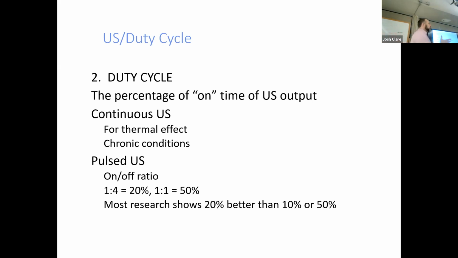The on and off ratio on some machines you can change. The most common is 20% on cycle, so it's only on for 1/5 of the time. Some machines you can adjust that up to 50%. Most research shows that 20% is the most effective, better than 10%. So that's what is used. I don't think I've ever seen pulsed use anything other than 20% on cycle.